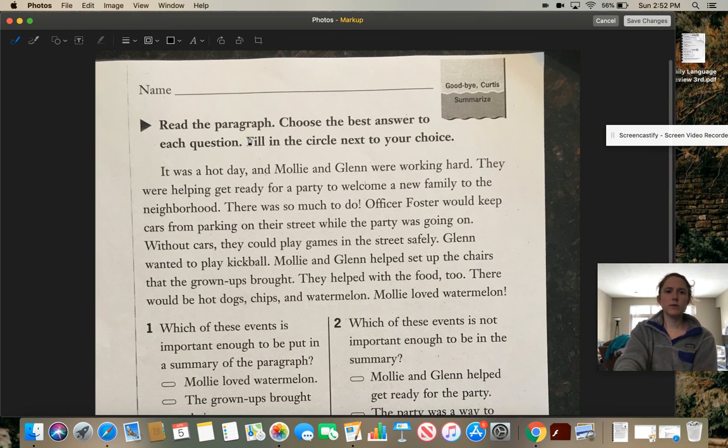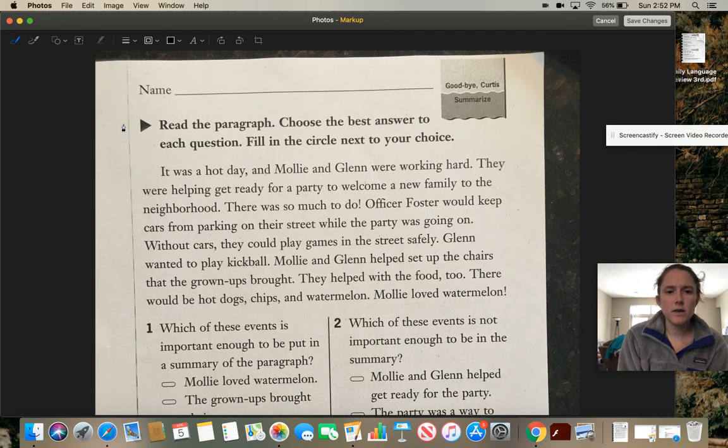And it says, read the paragraph, choose the best answer to each question, fill in the circle next to your choice. Boys and girls, before you ever answer questions about a paragraph, make sure you read the whole thing through. So let's go ahead and follow along as I read.